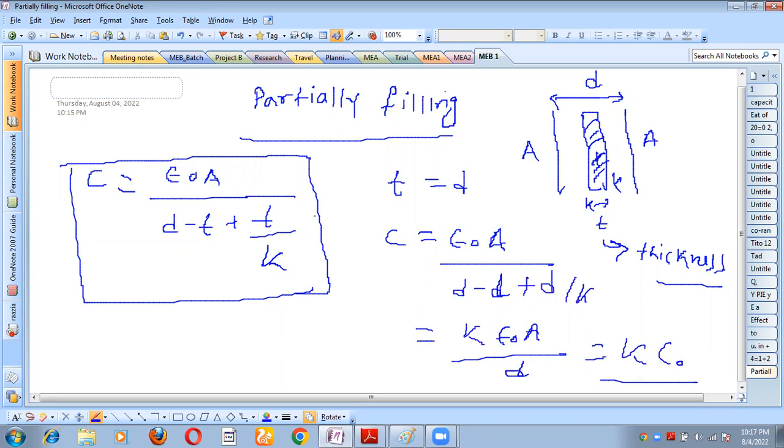So this will also satisfy the completely filling formula. For completely filling, T equals D. In that case, we know that when completely filling a capacitor with a dielectric, the capacitance becomes K C naught. So this formula also satisfies that. Understood this one? All right, so this is the case of partial filling.